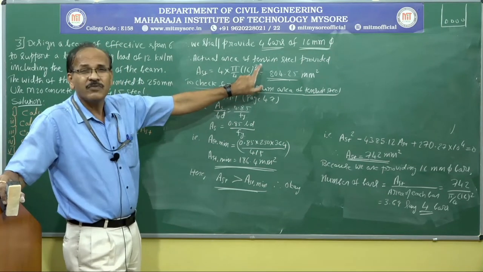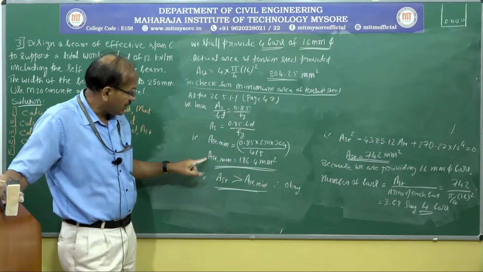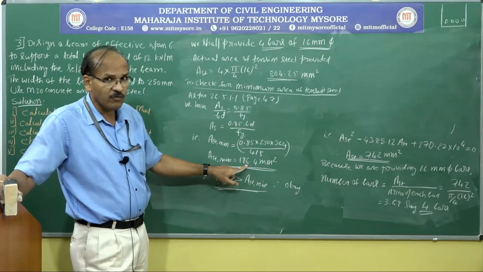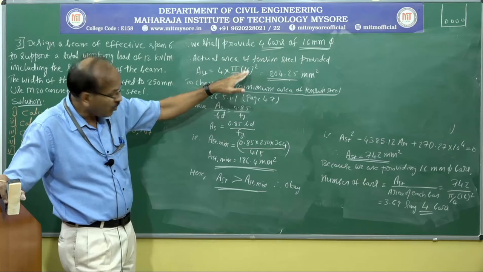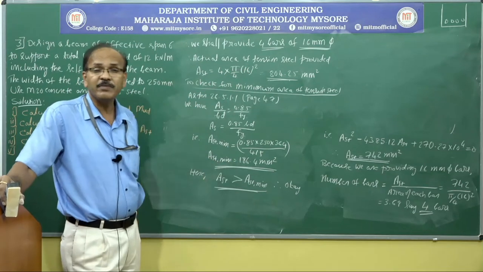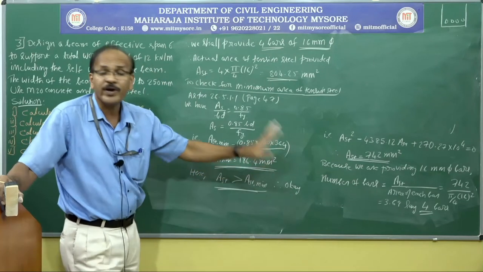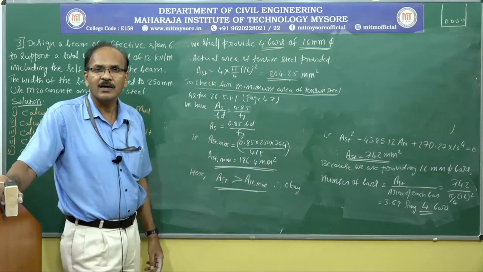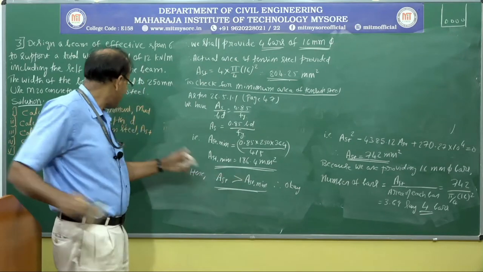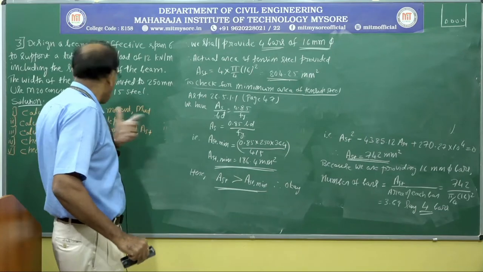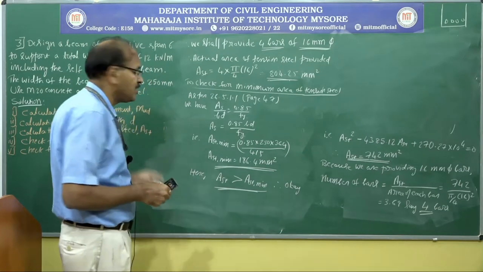But in reality we are providing 804.25 millimeter square, and the minimum required is 186.4, and we are providing the area of reinforcement more than minimum required, that is AST greater than AST minimum. Therefore, okay. Is it clear to you? So once this is done, the next step is check for shear, or in other words, design for shear.